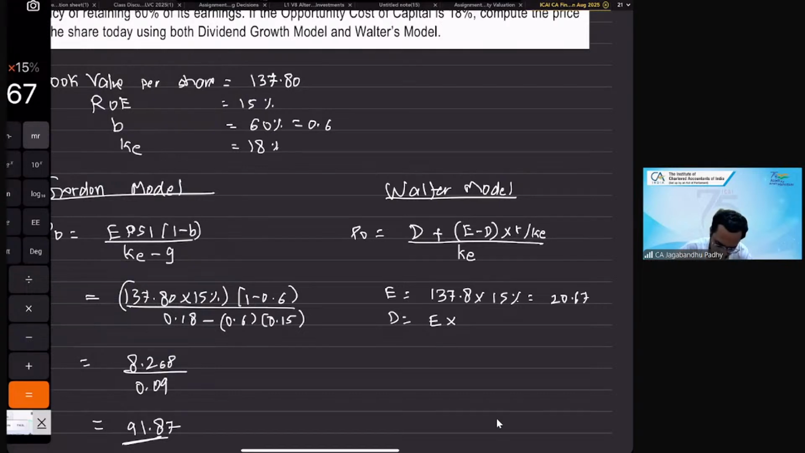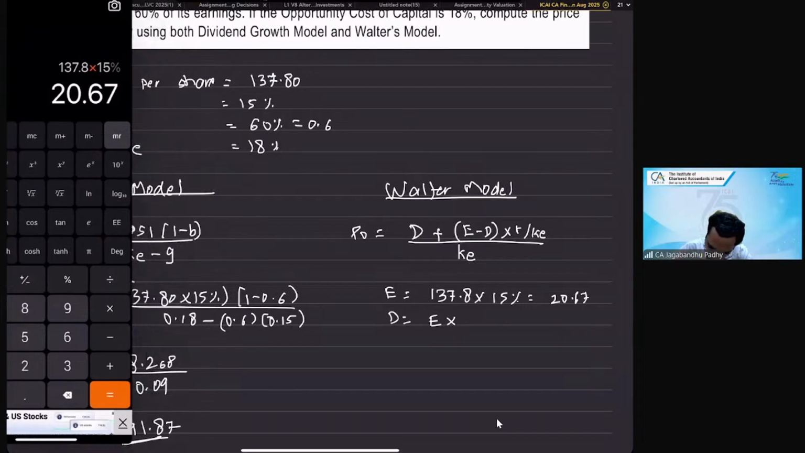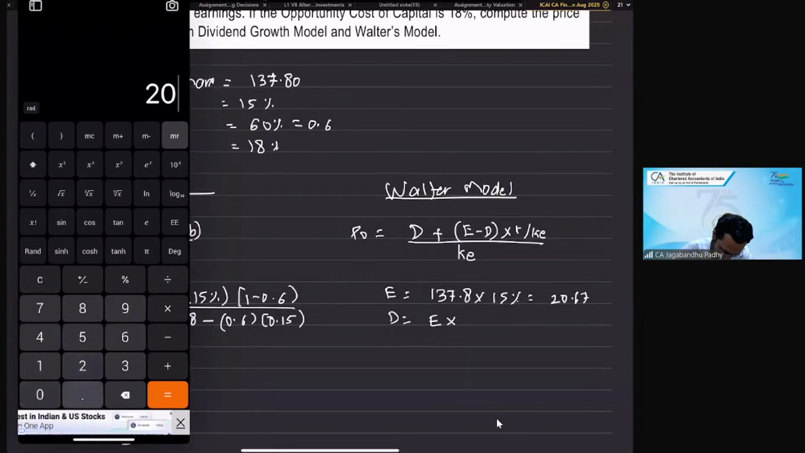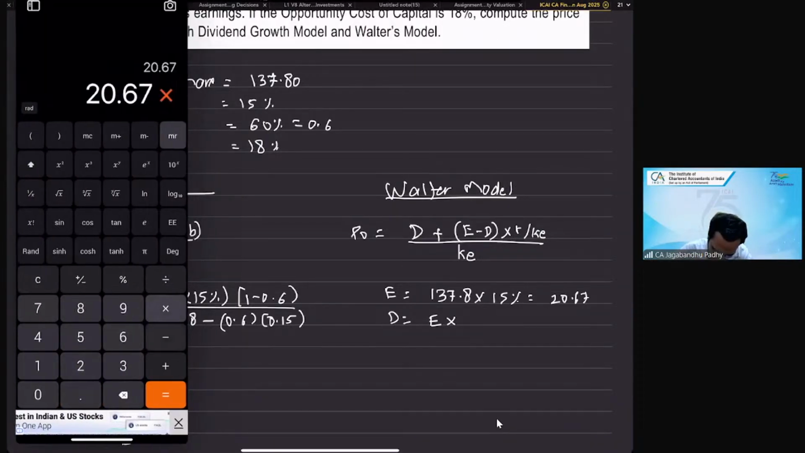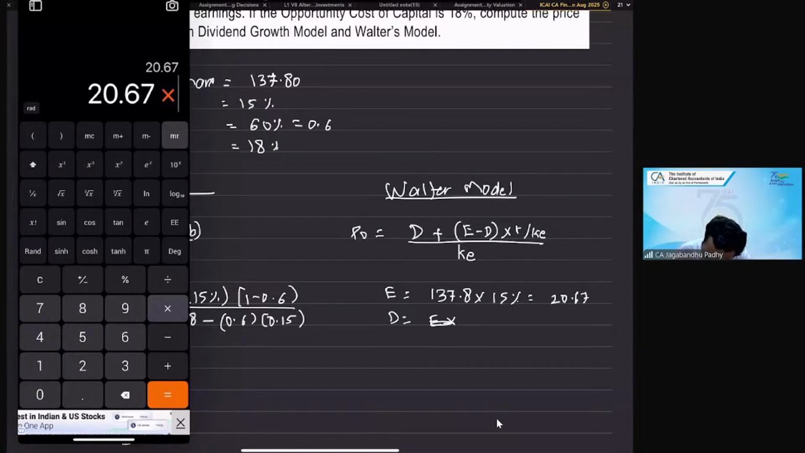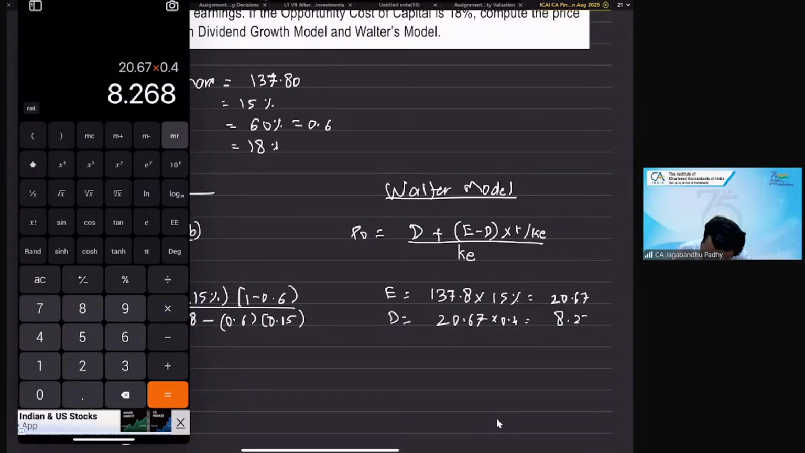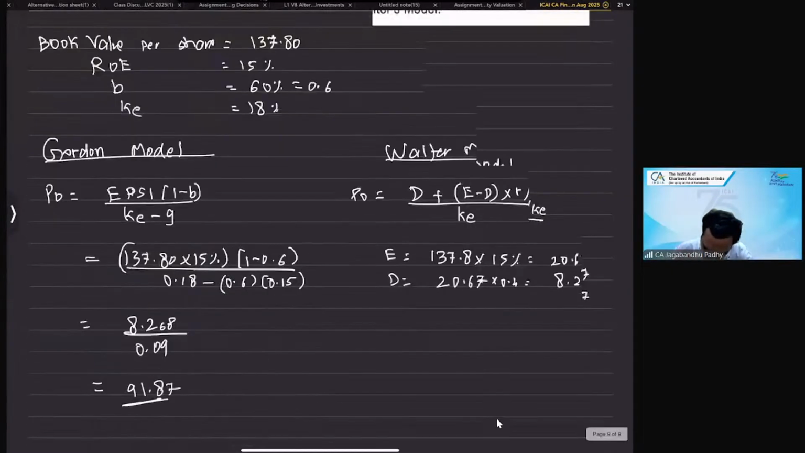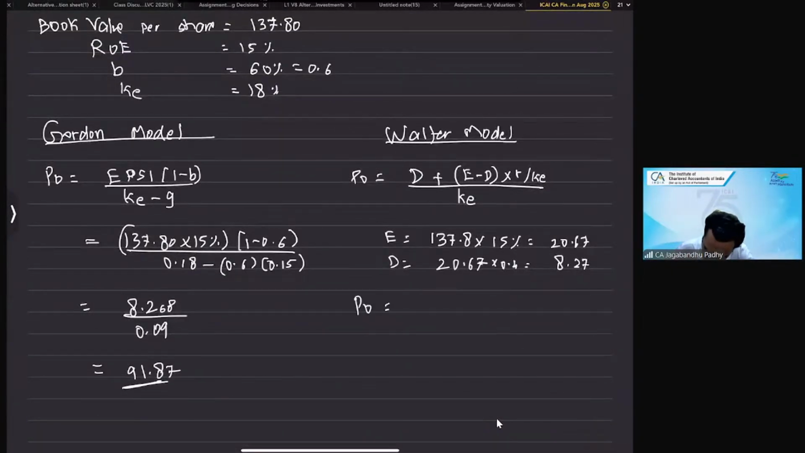Dividend is going to be earnings into 0.4, since B is 0.6. 20.67 into 0.4, which is 8.27.